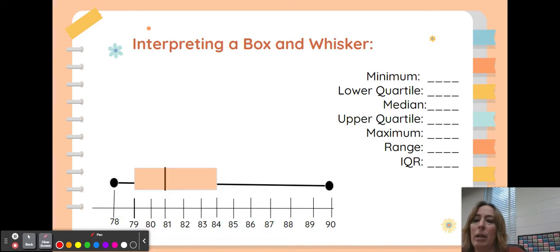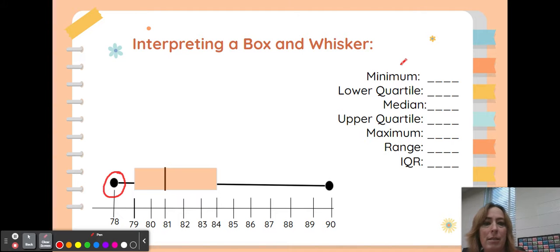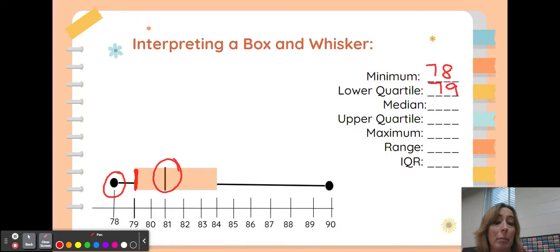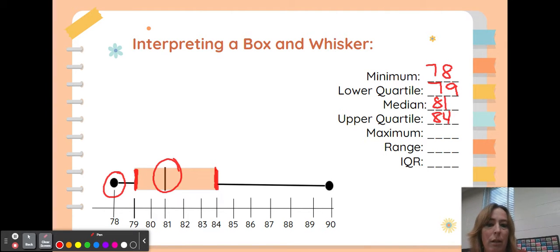Okay, so minimum. Here is always your minimum, your dot on your smallest number. So we're going to say that is 78. The lower quartile will always be this spot where the box starts. So that's 79. We'll find the median right here, and that's the line inside the box, which is on 81. Here's the upper quartile. That's the end of the box, so that'll be 84.